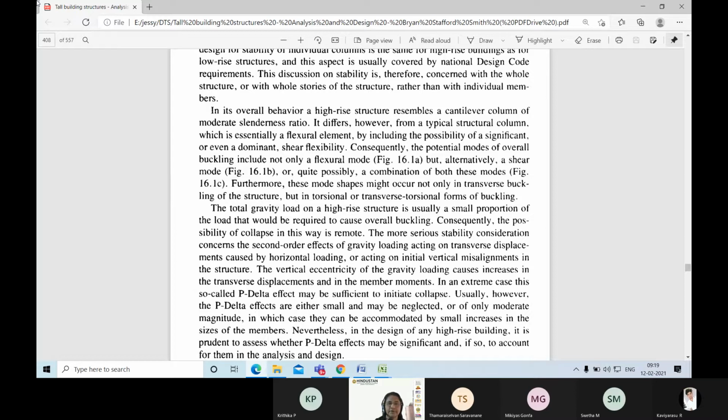So whenever we say that the entire structure is considered as a cantilever column, that doesn't mean it has only the flexural mode. The shear mode and the combined mode, everything has to be taken into consideration for that particular column. It is not a simple cantilever column as we usually do the analysis, like analyzing a column or a beam. So by including the possibility of significant or even dominant shear flexibility, this shear flexibility component also has to be added. The potential modes of overall buckling include not only a flexural mode, but a shear mode, and quite possibly a combination of both these modes.